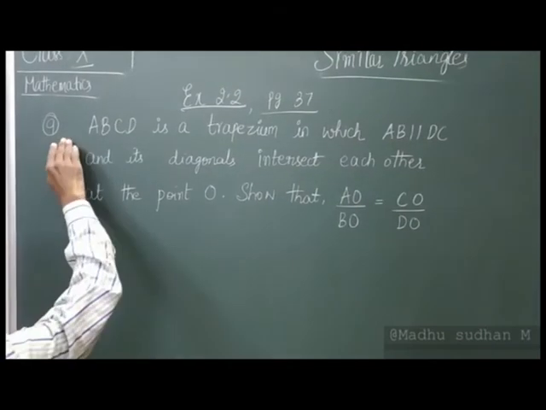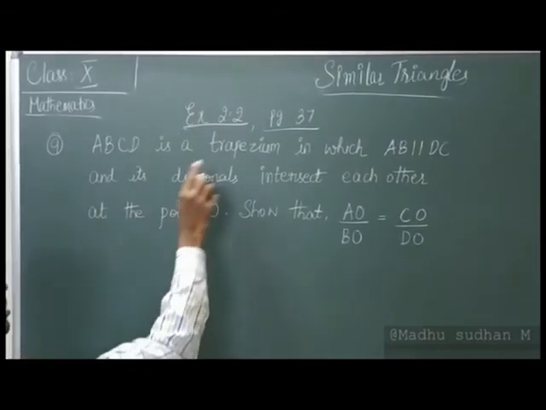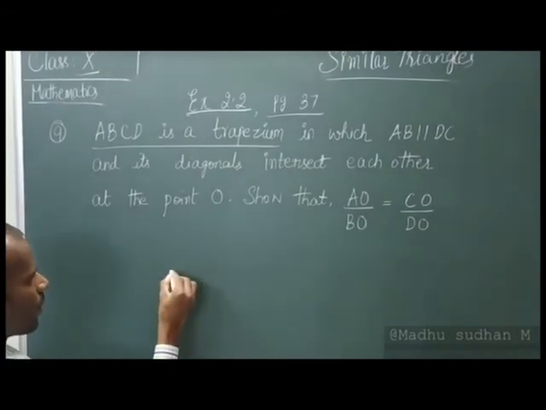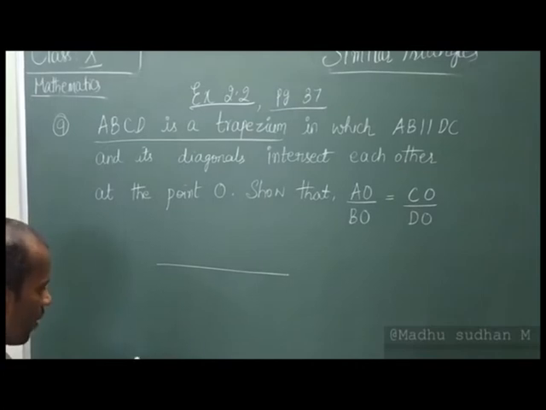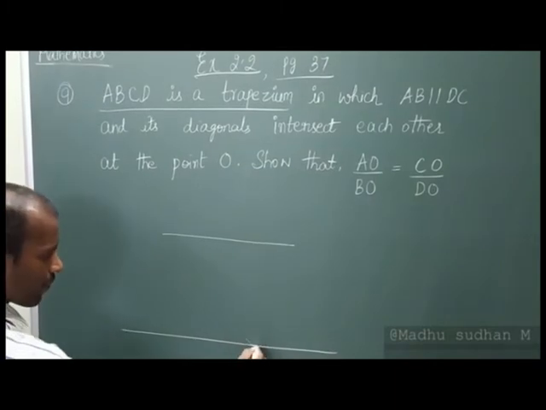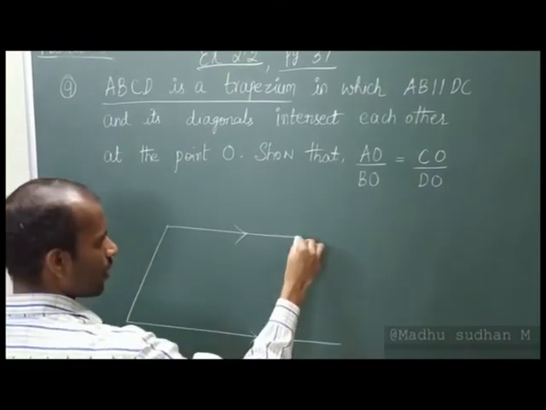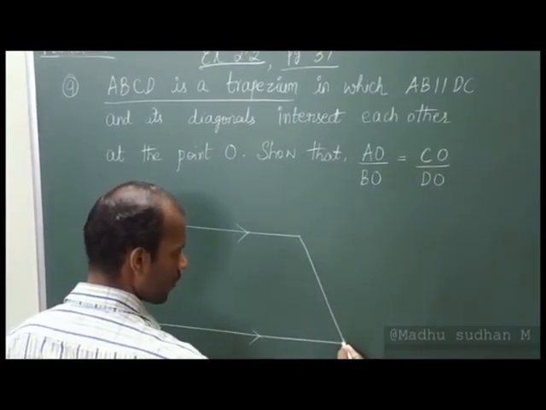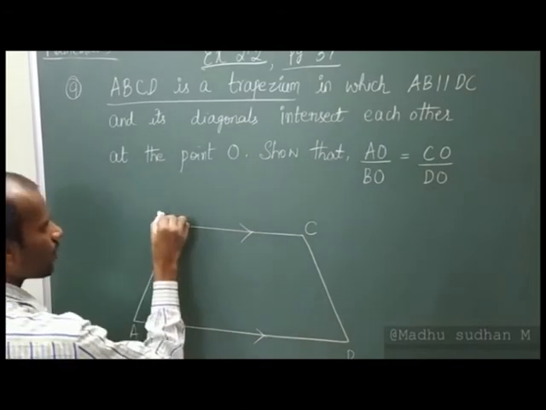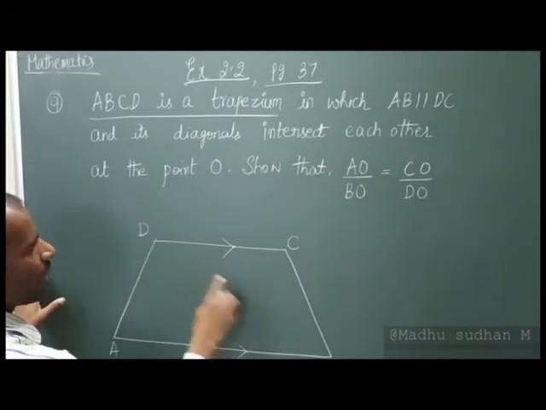So moving to the next question for 10th standard mathematics, similar triangles chapter, exercise 2.2, page number 37. ABCD is a trapezium. So let me draw a trapezium here. This is one parallel line to this. A set of parallel lines and a set of non-parallel lines will give me a quadrilateral and it is called a trapezium. So let me write, this is A here, this is B, this is C and this is D here. So ABCD is a trapezium in which AB is parallel to DC.